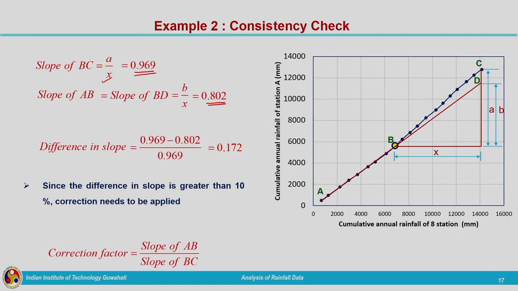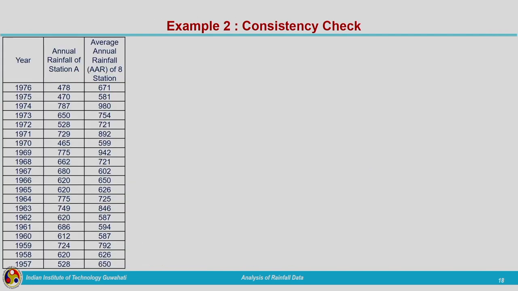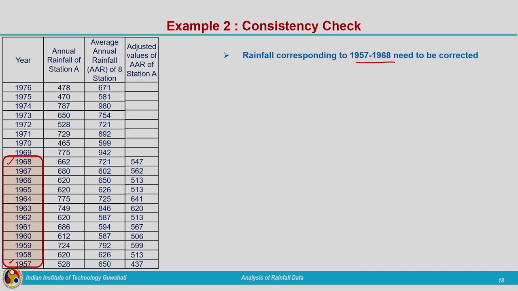Correction factor can be calculated by finding the ratio of these slopes, that is slope of AB divided by slope of BC. We already have the corresponding slopes and the value is calculated to be 0.827. Now, we need to apply this correction for the data from 1957 to 1968. We will go back to our data again. So, rainfall corresponding to 57 to 68 needs to be corrected. Those data series we will be checking and multiplying with the correction factor.